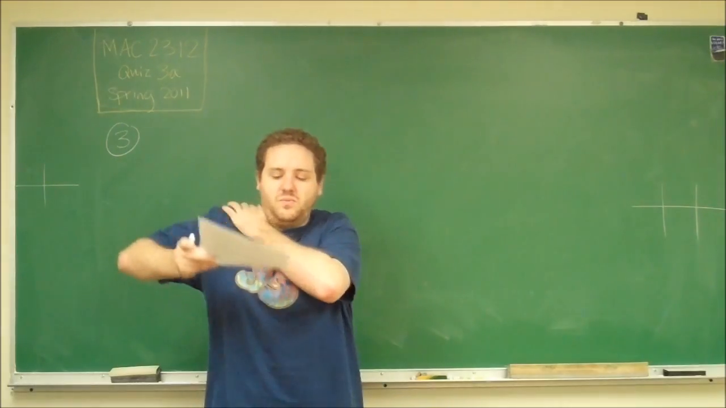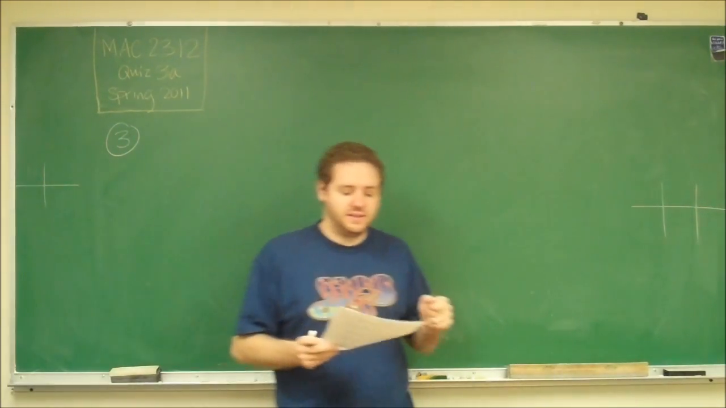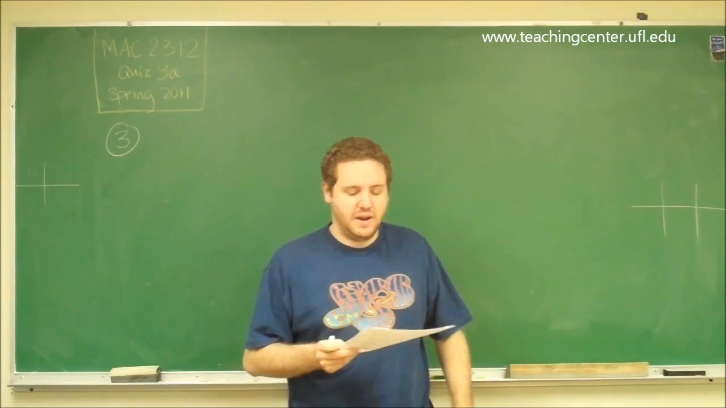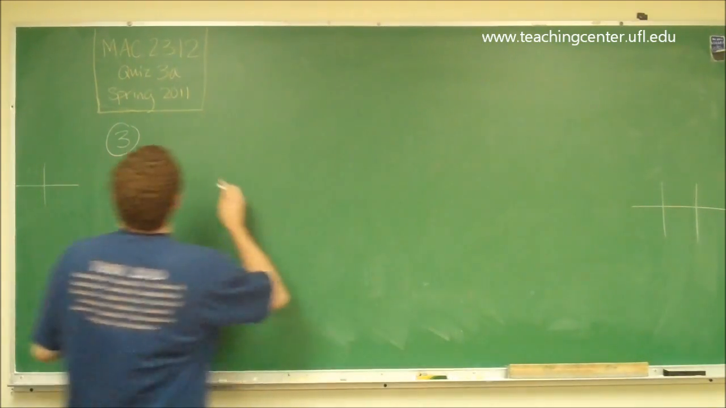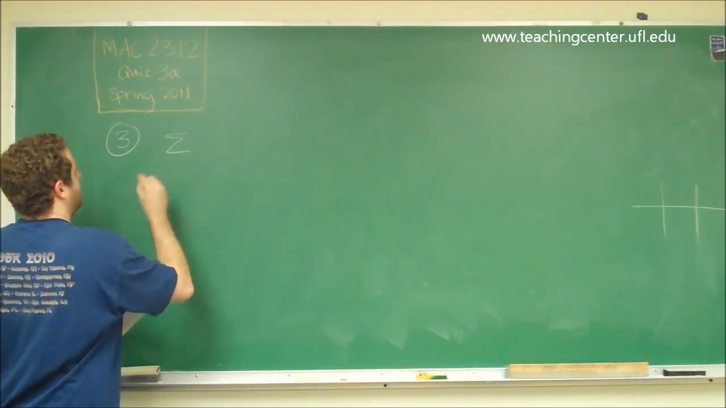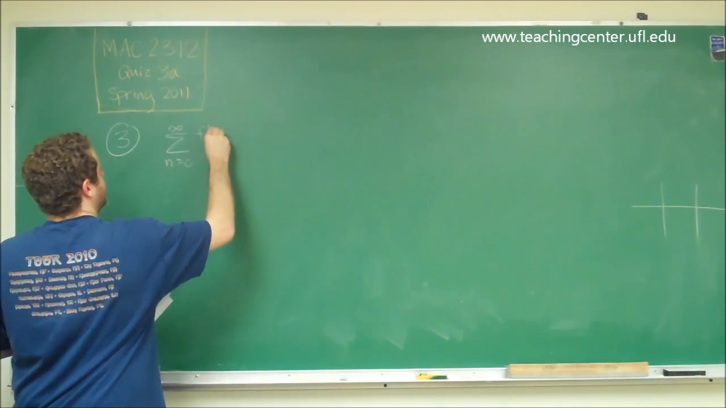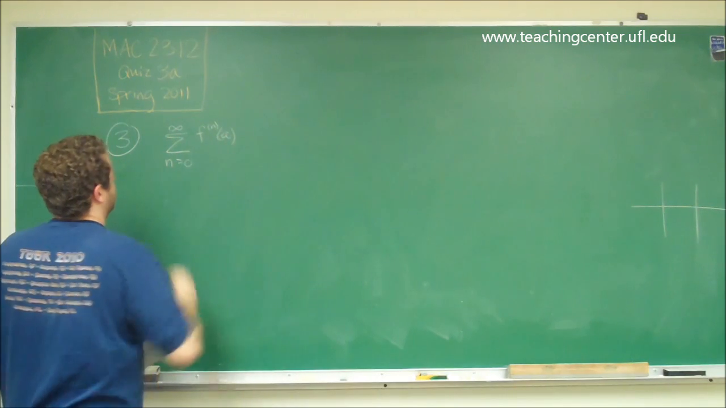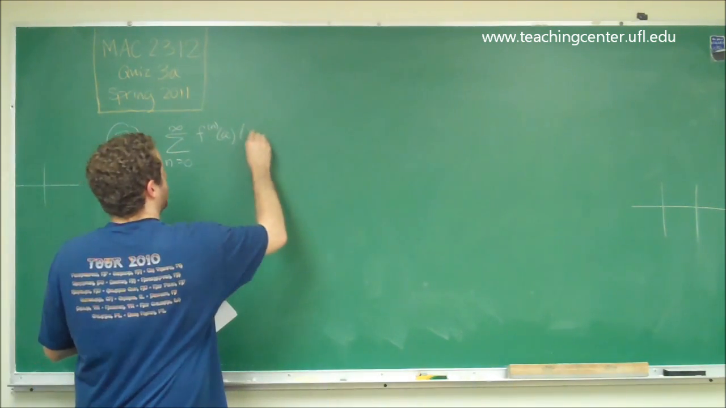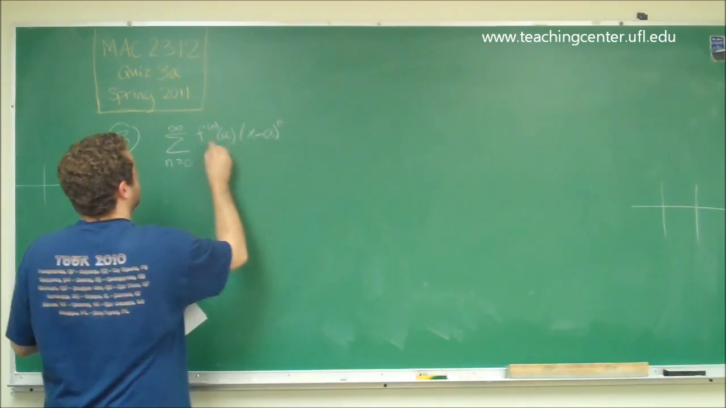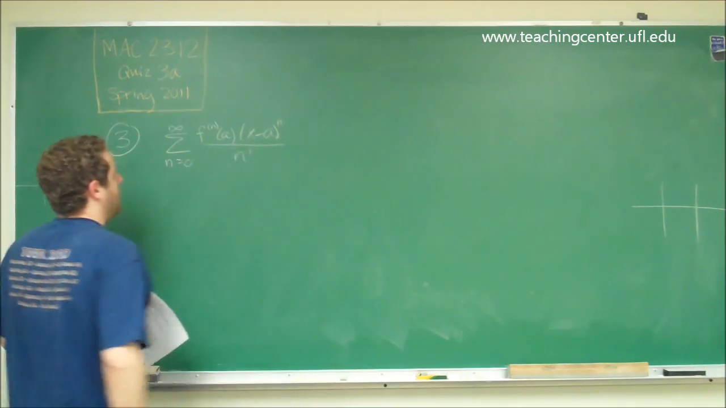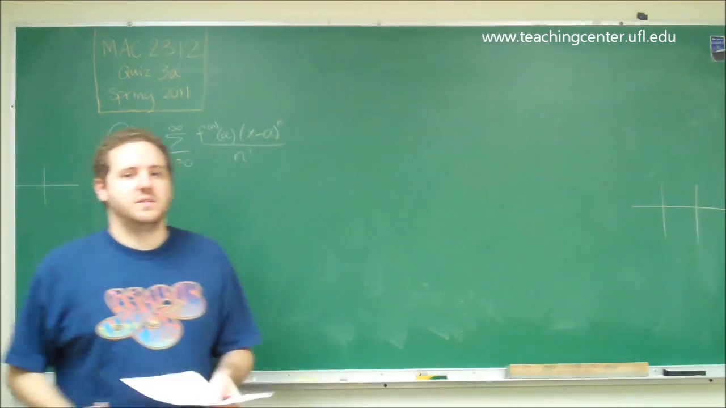Okay, for number 3, we need to find the Taylor series for f of x equals 1 over x, and we're going to center it at a equals 1. So we'll call it the Taylor series formula. We have the sum always from 0 to infinity. So we have the nth derivative of the function at a, we have x minus a to the n, all over n factorial. So that's our general Taylor series formula.